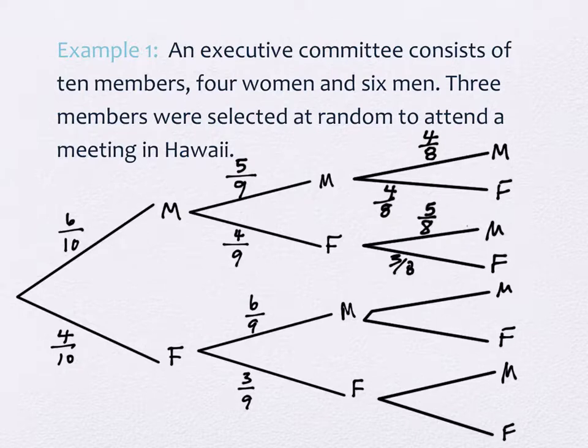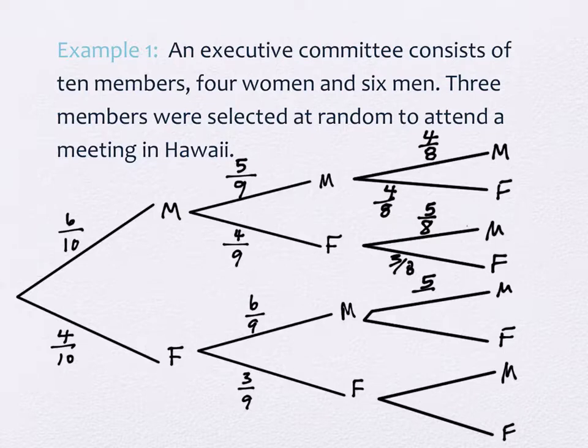Here we go. How about the next branch? This branch I chose a female and then I chose a male. Well, that's the same as the branch before, right? I just did it in the other order. I did male then female, and this one's female then male. So those probabilities should be the same as the ones before.